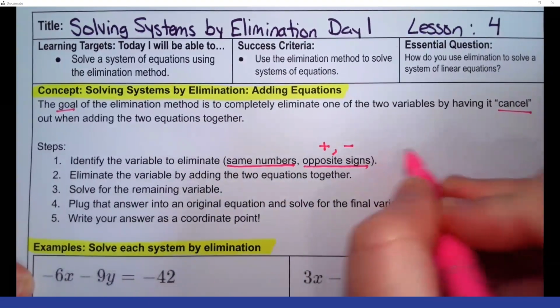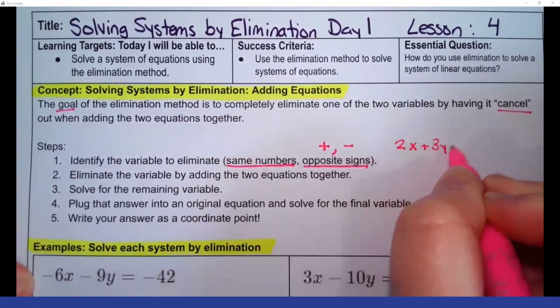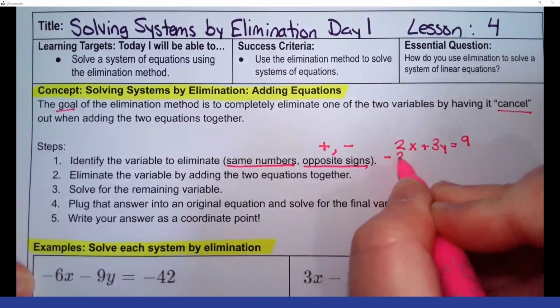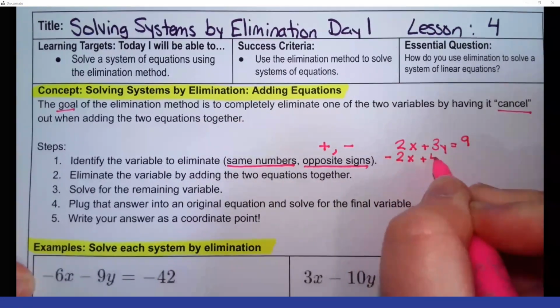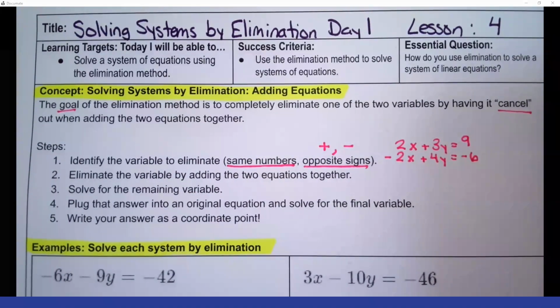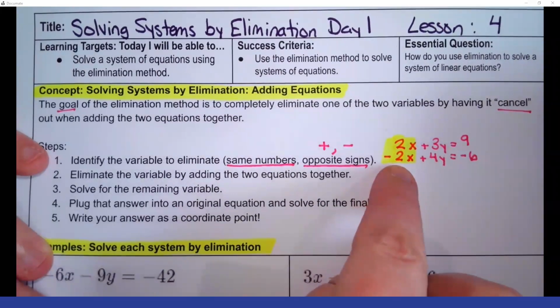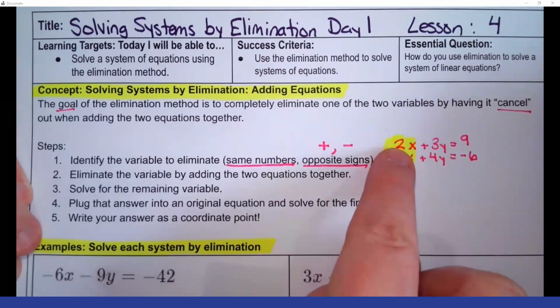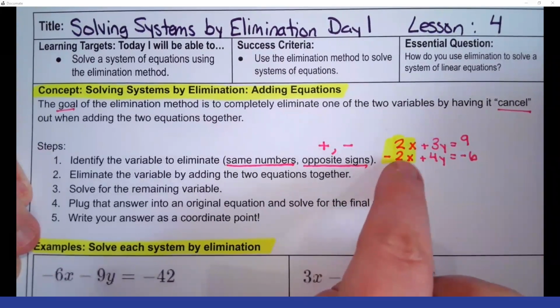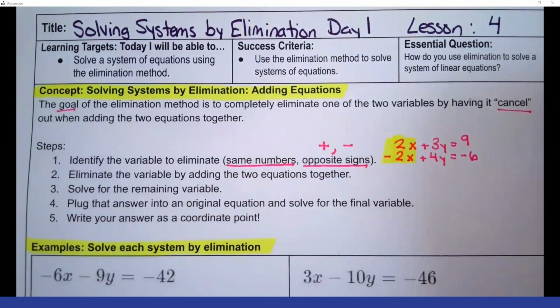Okay, so we want to look for something. Here's an example: 2x plus 3y is equal to 9, and negative 2x plus 4y is equal to negative 6. So as you can see here, my x has the same number, 2, but one is positive and one is negative. So we would be eliminating the x first. So that's what I'm talking about with identifying which variable we're going to eliminate.